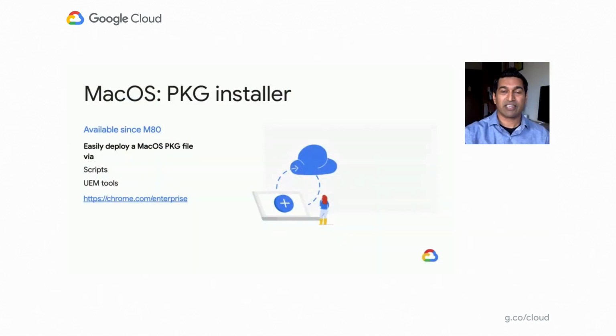Many of our admins that are on Mac OS machines have asked for a PKG file. This is a special installer format that is compatible and can be deployed easily through UEM tools such as AirWatch and Jamf. It can be downloaded today from chrome.com/enterprise.